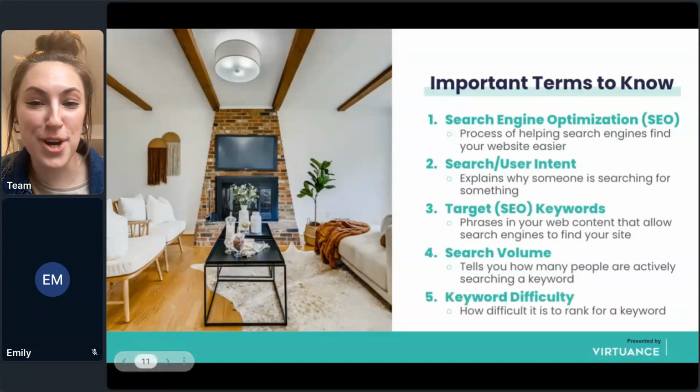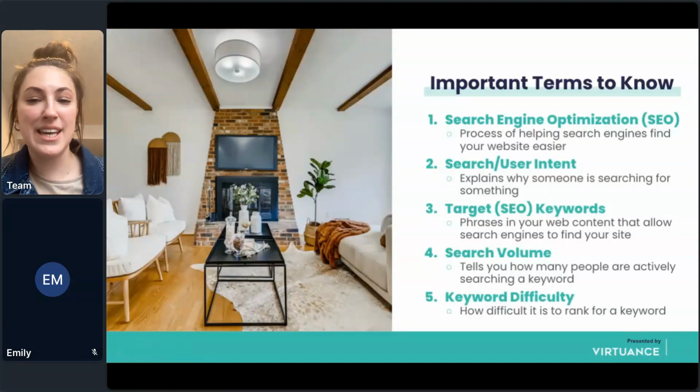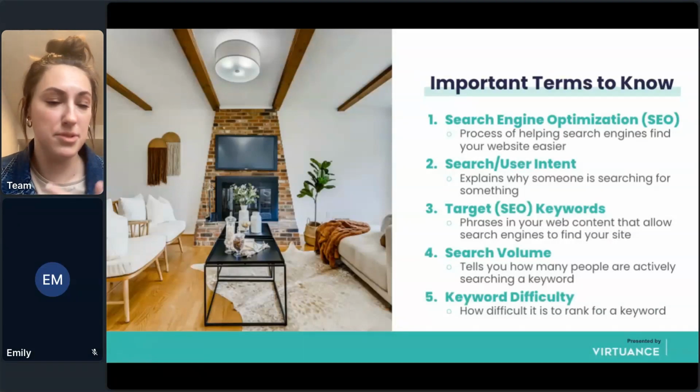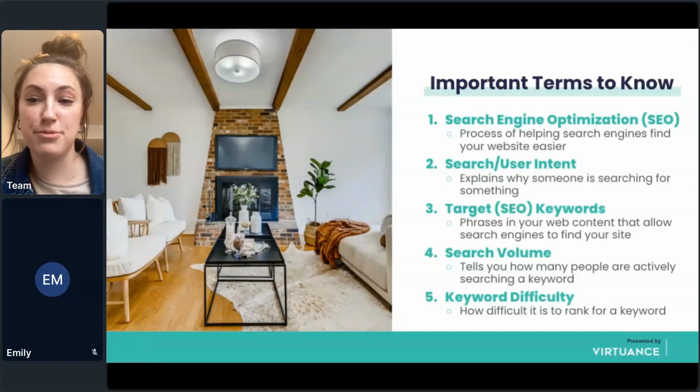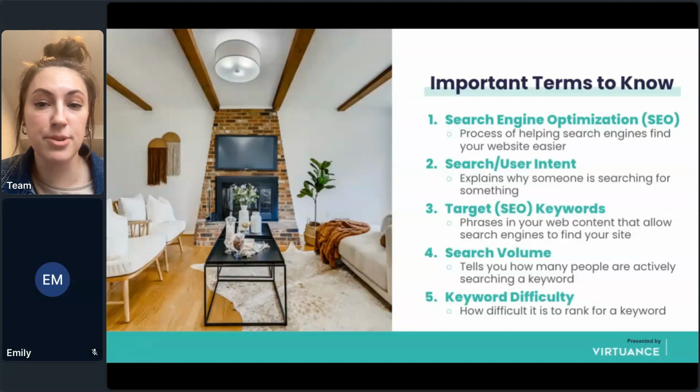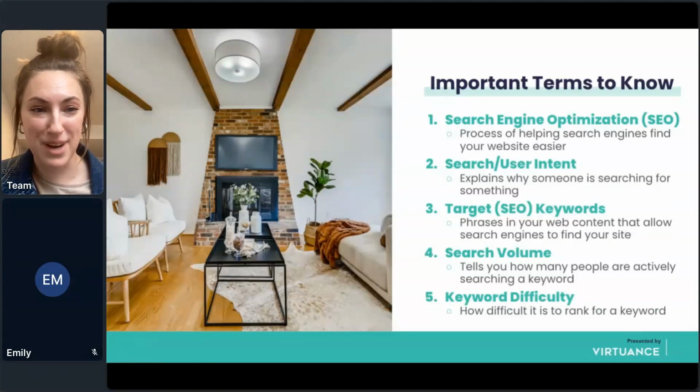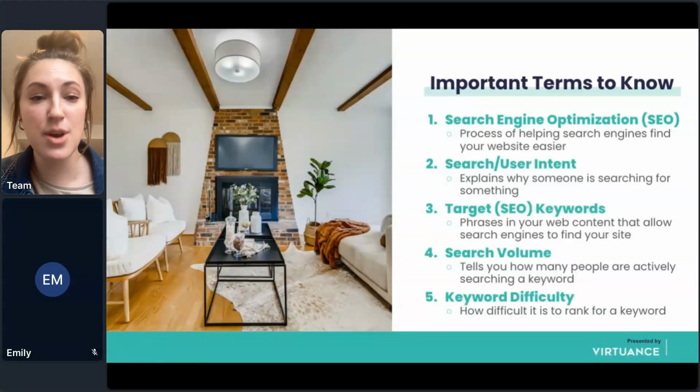And then the final term that we're going to go over is keyword difficulty. A keyword's difficulty is another really important term in understanding SEO, as it's ultimately telling you exactly what it says: how difficult it is to rank for a particular keyword. Keyword difficulty ranges from 0 to 100. It's most difficult to rank for a keyword that has a keyword difficulty of 100, while it's easier to rank for a keyword with a keyword difficulty of 0.